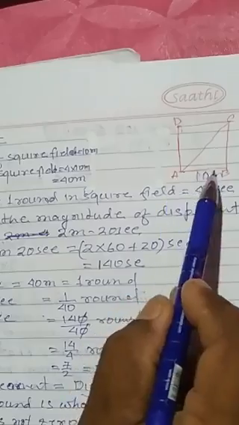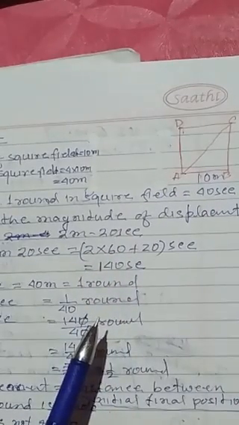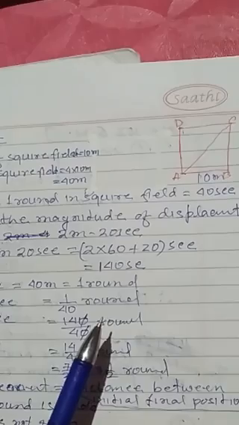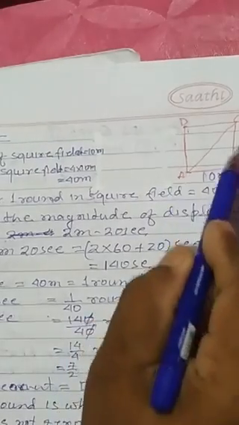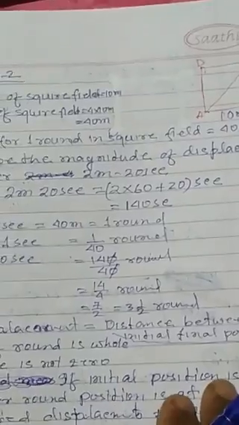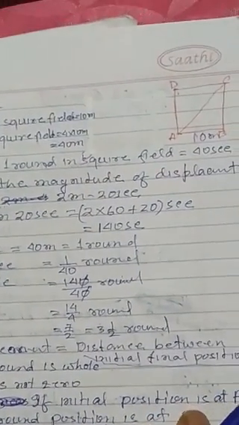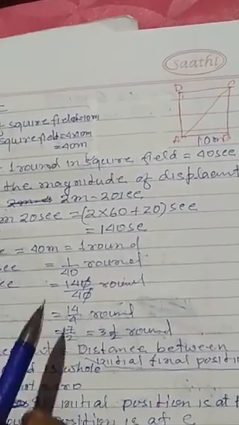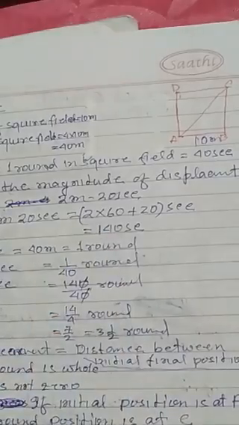He covers one round in 40 seconds. If the farmer covers the distance of one complete round in 40 seconds, what will be the displacement if he moves for 2 minutes 20 seconds?